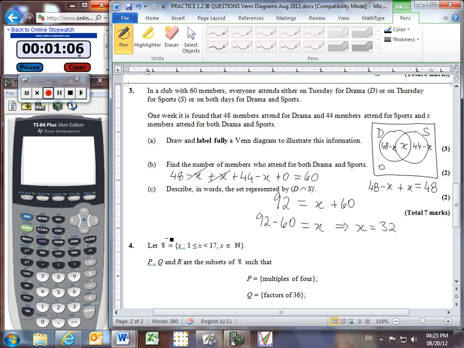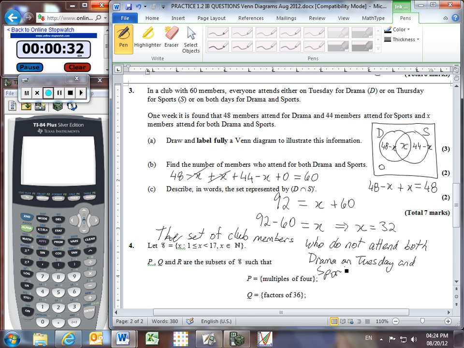So we're dealing then with the set of club members, should we call them, who do not, because of the complement, who do not attend both drama on Tuesday and sports on Thursday.